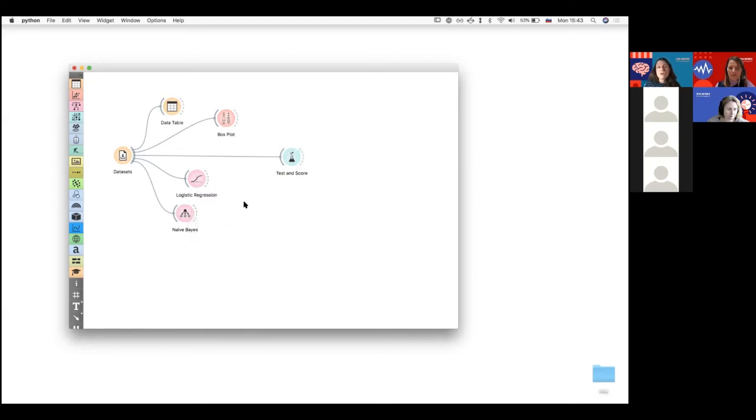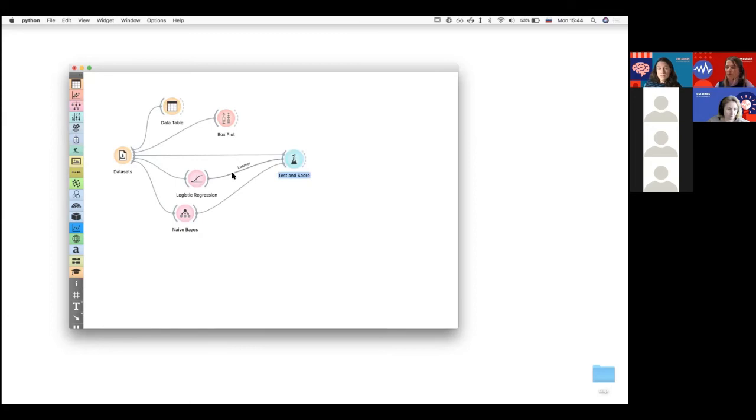They both say different things. So they have different results. I want to know which model works best with some kind of objective measure. So I will connect logistic regression and naive Bayes to my test and score. And I also need to send in the data. So what I'm doing here is I'm sending the data to this widget.